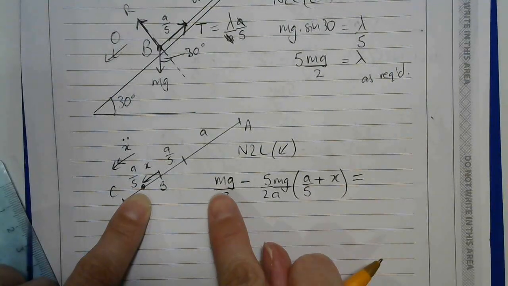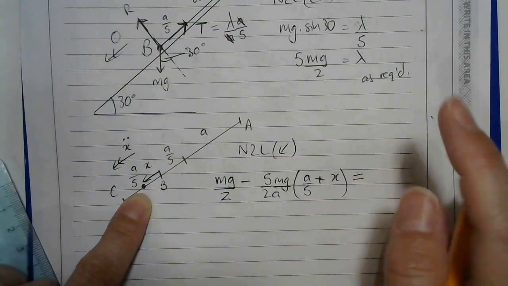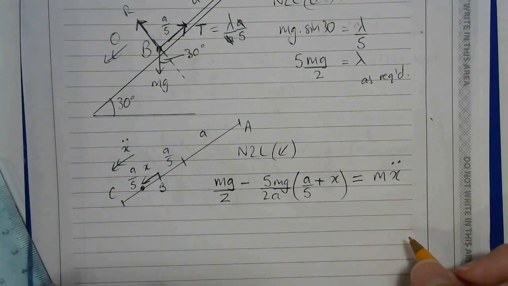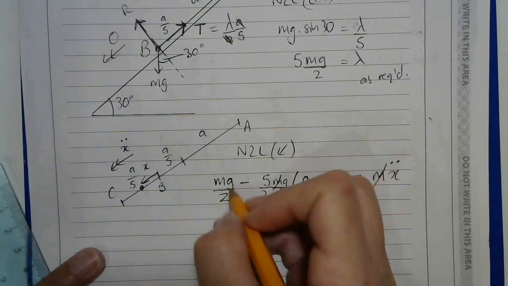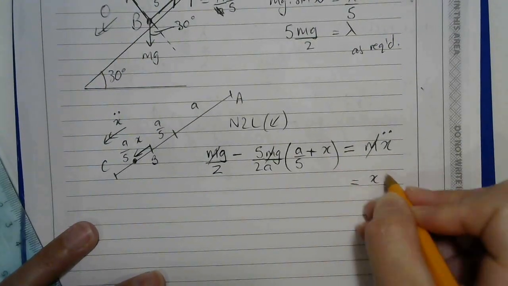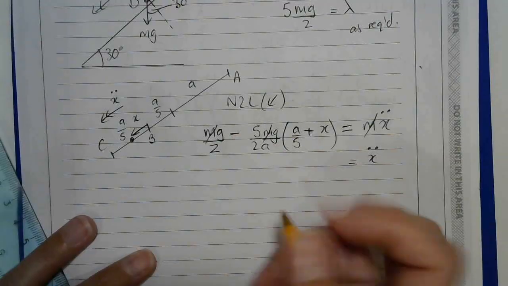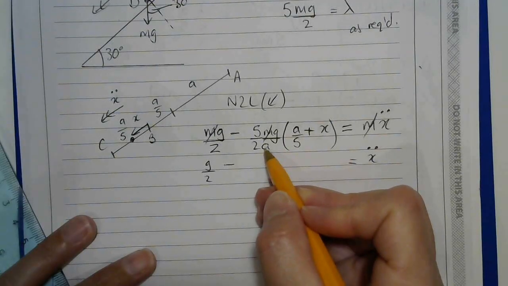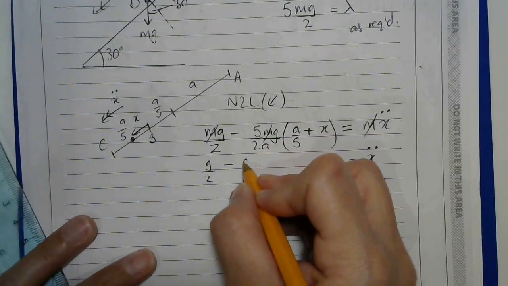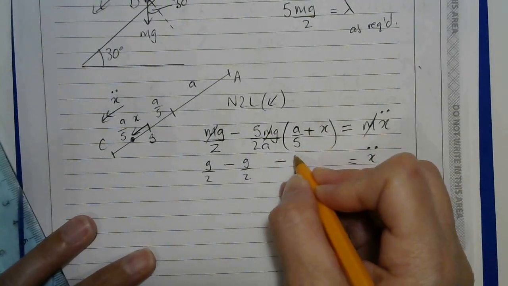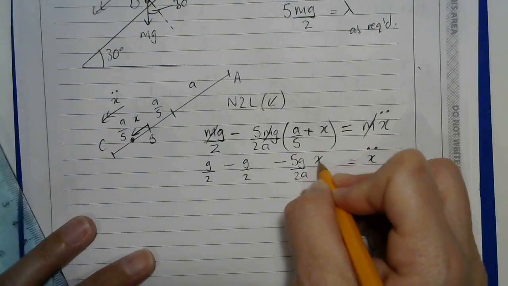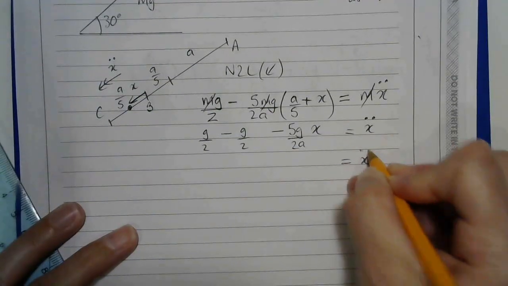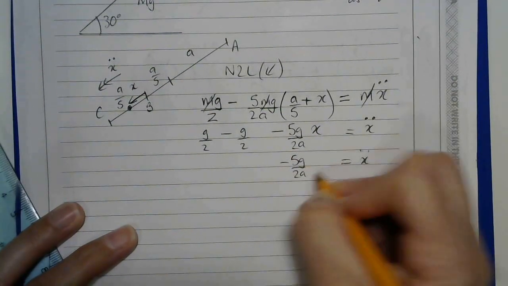Okay, so I've got forces down the slope minus the tension up the slope equals the mass, which was m, multiplied by the acceleration x double dot. Okay, so you see you've got m's everywhere, so they will cancel. And x double dot is already the subject, so that's good. So here I end up with g over 2. Here the 5's cancel, the a's cancel, so I end up with g over 2. And here I end up with minus 5g over 2a x. So these two bits leave you with 0. So I'm just left with x double dot is minus 5g over 2a x.